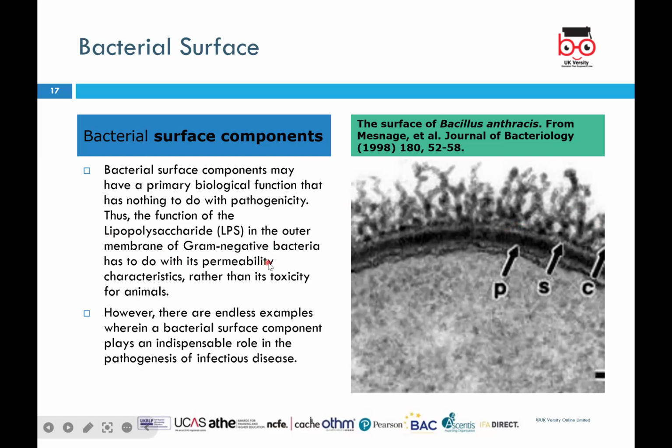This has to do with its permeability characteristics rather than its toxicity for animals. This means that the various parts of an organism are different. It's not necessary that all of them are there for causing toxicity. Some might be for survival, some for reproduction, some for some other reason. So lipopolysaccharides at the outside layer of this gram-negative bacteria have to do with permeability. Permeability means how permeable the cell is, how much it can allow through.